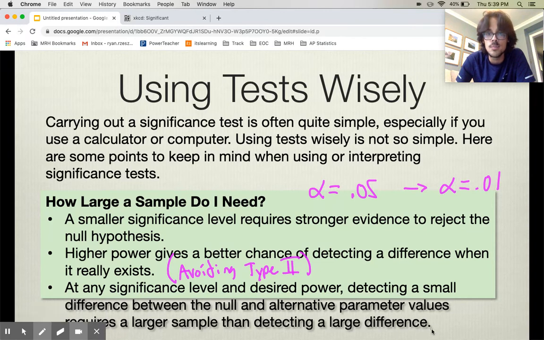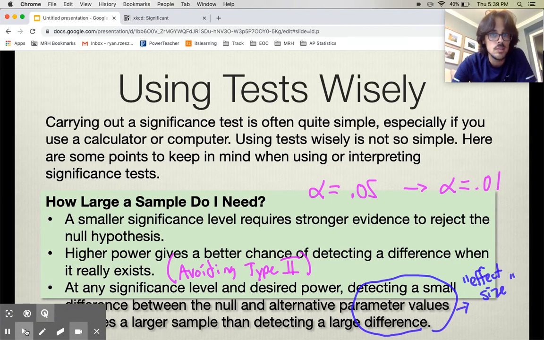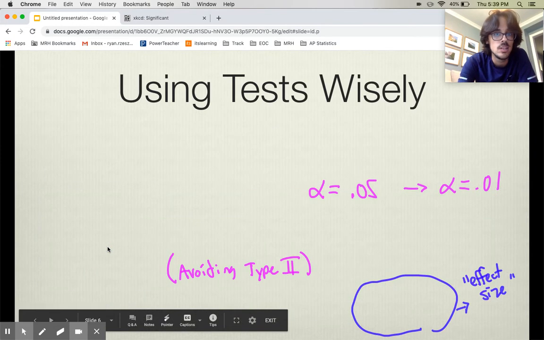This concept, I didn't talk about it in the power video, has a fancy statistics name called the effect size. So being able to detect a difference is easier when they're actually farther apart. Okay? So that's the basic idea going on. A couple other things that I want to talk to you guys about in this video.